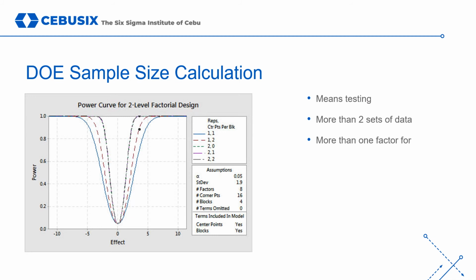The most difficult sample size calculation is that of the design of experiments. Because we are dealing with more than two sets of data and different factors for x, the design of experiments sample size calculation is the most convoluted. Like with the ANOVA test, there are several software programs, including Minitab, that can calculate the sample size for conducting a design of experiments hypothesis. The DOE is for testing means and is used when there is more than one factor for x and more than two sets of data.